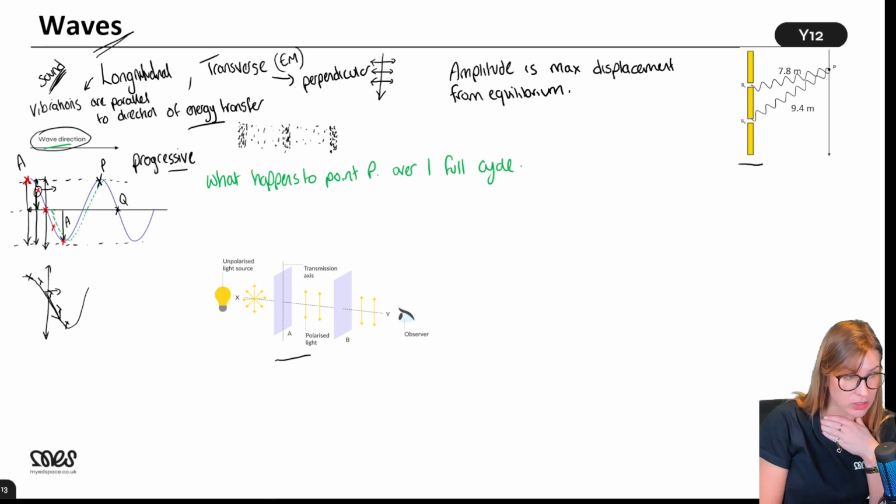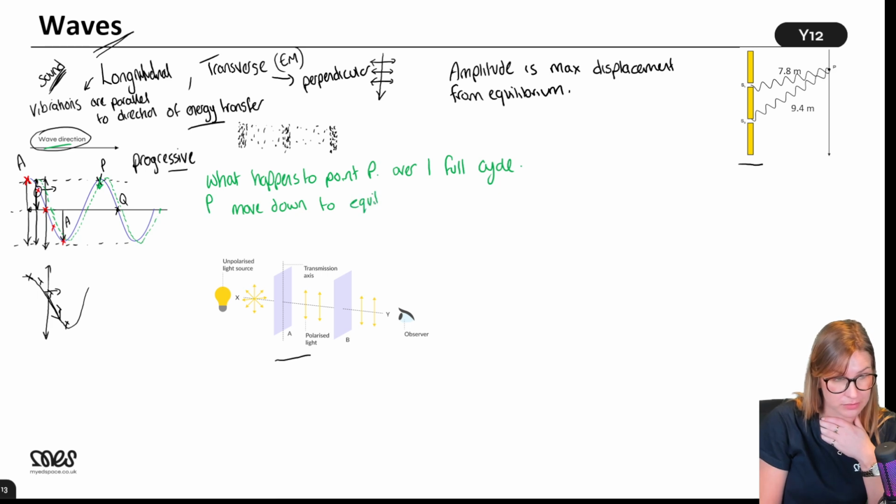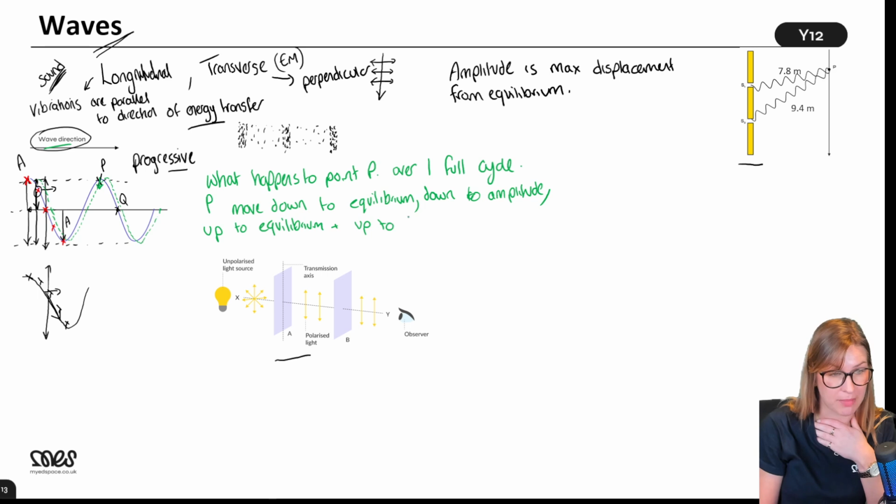So hopefully you can see my green dotted line is this wave slightly later in time, because my wave has moved over towards the right. If I look at point P, which was here at its amplitude, clearly point P has moved down, because the green dotted line shows me where the particles are over time. So point P is going to move down to the equilibrium, then it's going to go down to its amplitude or its minimum displacement. Then it's going to go back up to the equilibrium, and then up to that maximum amplitude again, or that maximum displacement.